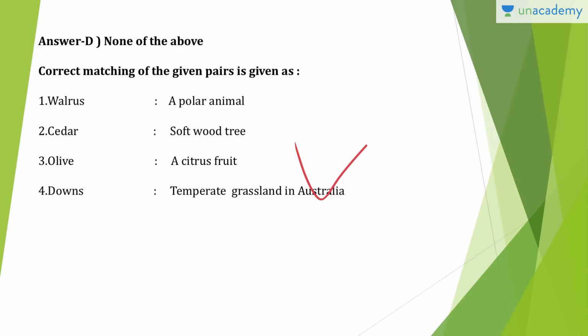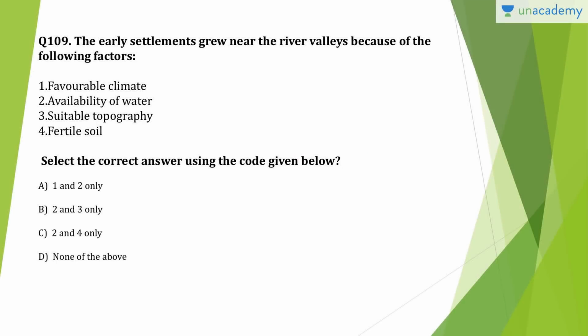Question number 109. The early settlements grew near the river valleys because of the following factors. So favorable climate, this statement is wrong.